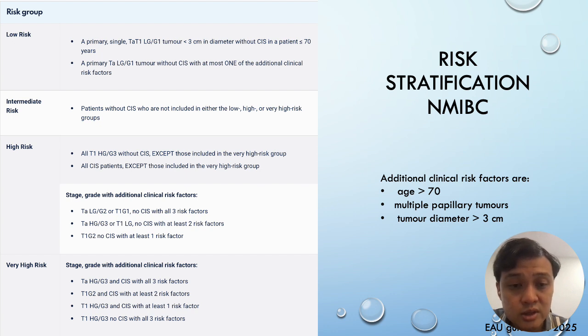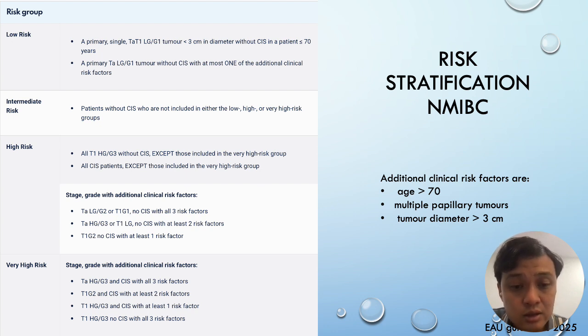So go through first low risk. Low risk is a primary, that means the first time done TURBT, single low grade tumor, which is less than 3 cm diameter without CIS in a patient less than 70 years old. Okay, so quite a mouthful there. Also, primary TA tumor without CIS with at most one of the additional clinical risk factors.